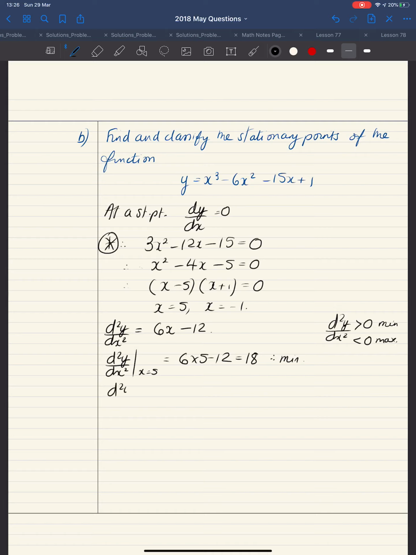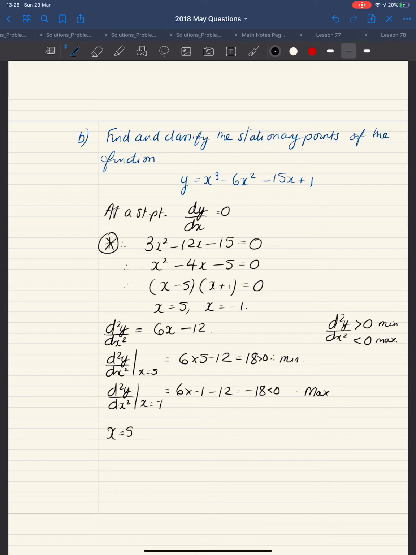And then we look at the second value of x, d2y by dx squared evaluated at x is minus 1. So that's going to be 6 times minus 1 minus 12, which is minus 18, less than 0, therefore it's a maximum. Okay, so we've got the x coordinates there and there. We've classified them as min and max. Because it says the stationary points, we need the y coordinates as well.